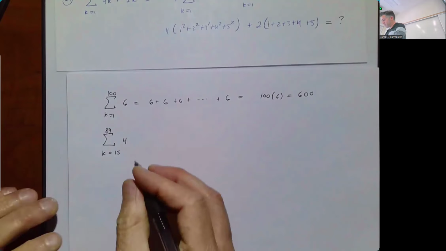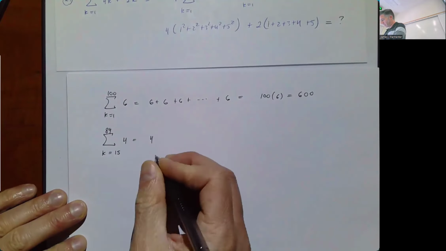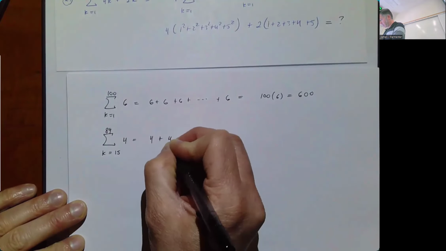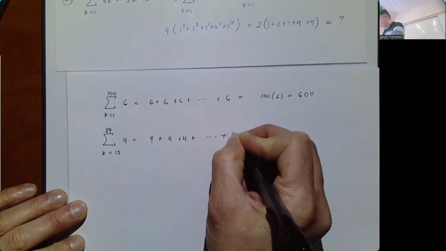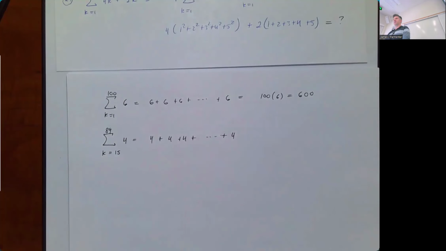So when k equals 15, I get 4. When k equals 16, I get 4. When k equals 17, I get 4. All the way to when k equals 89. And now here's the harder question. How many 4s am I adding up? So that's close, but off by 1.